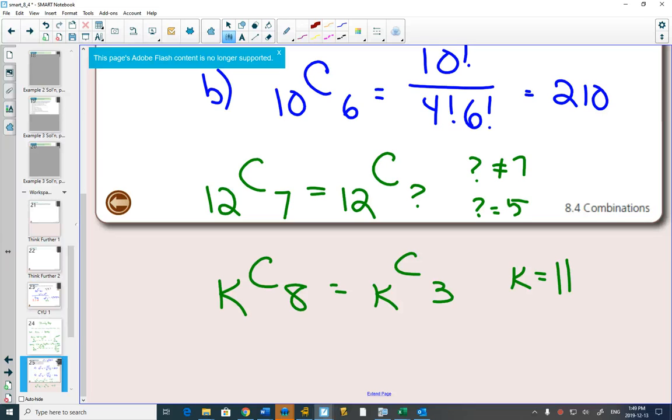Okay, questions for practice on this one? 8 and 10.